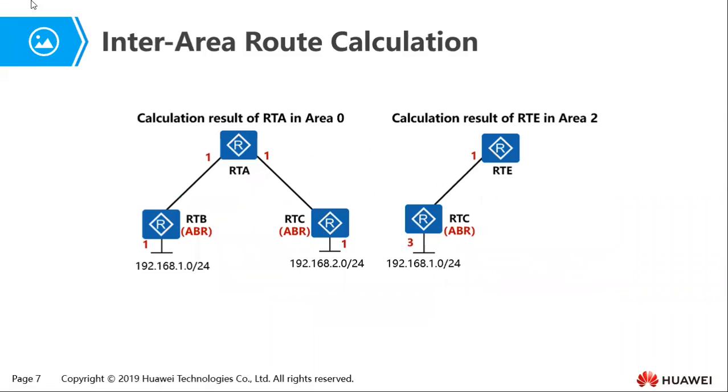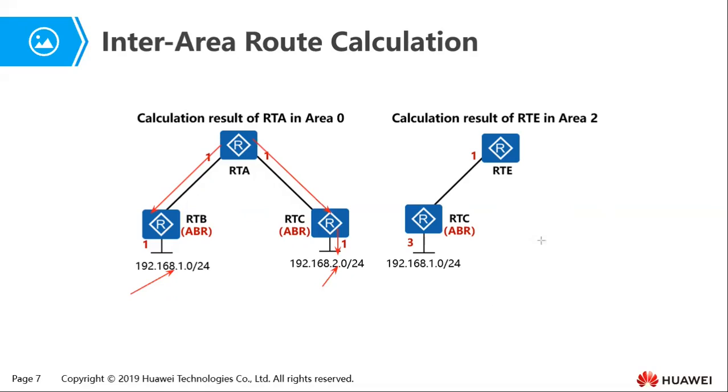So generally, when RTA receives the type 3 LSA, it will know that if I want to go to this network, then I need to forward that packet to the next hop. And the next hop is simply the ABR that advertised that type 3 LSA. Similarly, if it wants to go to the 2.0 network, it knows that this is the ABR that advertised that network. So I need to send that packet to RTC. Then RTC will deliver it to that particular network.